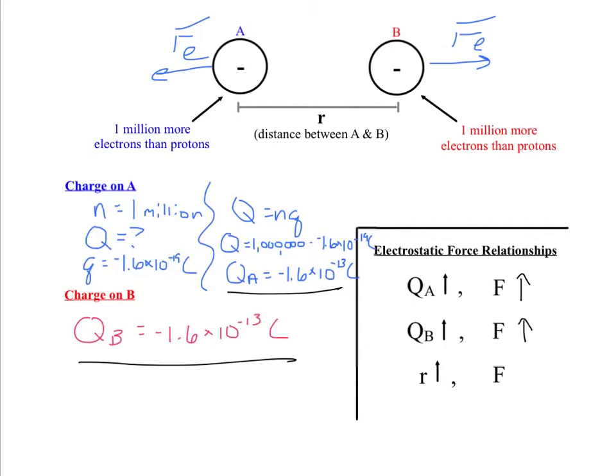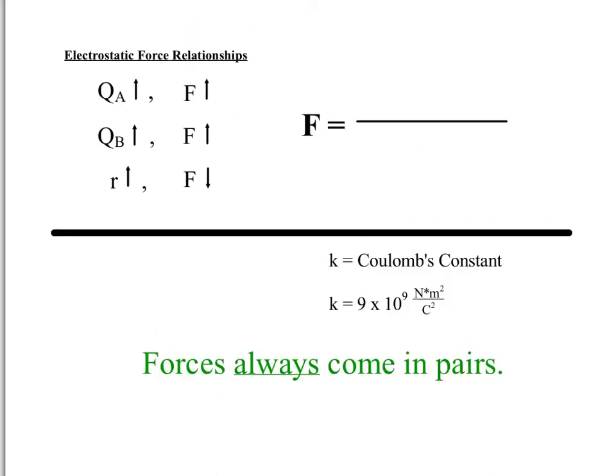Now the next one's a little bit trickier. If I had my R here, and I caused my R to get further apart, bigger R, if my R went up, it would mean that my force was going to go down. So what we have is an indirect relationship there. Indirect, while the other ones are direct. And now let's use this to come up with our equation that will represent our force.